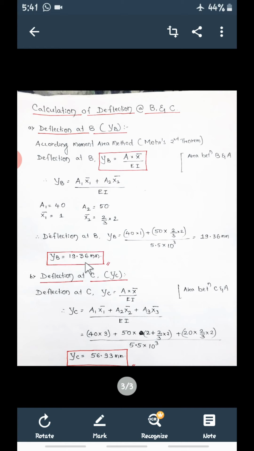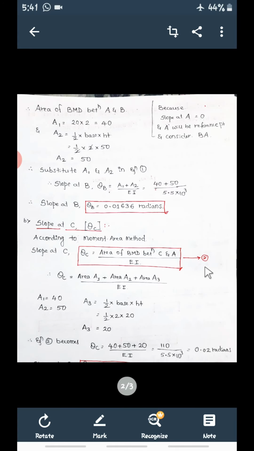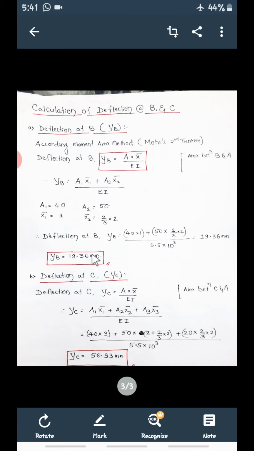See that the unit for deflection is mm or centimeter, but for slope it is radians. So we have found out all the things: slope at B, theta B, slope at C, theta C, then deflection at B, YB, and deflection at C, YC. Hope you understood this. Please go through this video lecture because this will be included in your internal assessment. Solve once again, and please be ready for the second internal assessment.